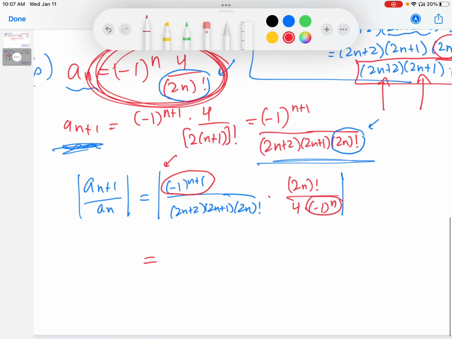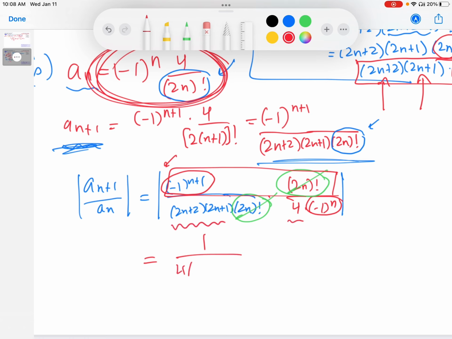So that's nice. And then now here is the cancellation that we talked about earlier. This 2n factorial is over here. They cancel. So that's very nice. So what's left? In the numerator, I just have a 1. In the denominator, I have this term, and I have a 4. So 4 times 2n plus 2, 2n plus 1.